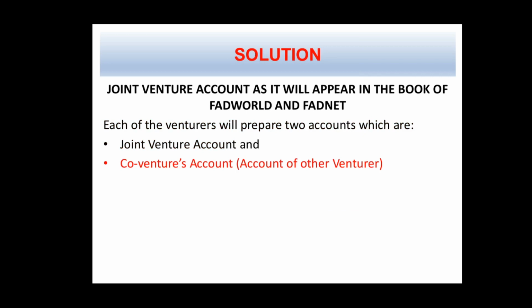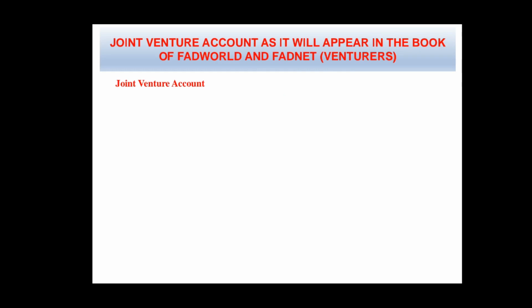Like we said now, Fadward and Fadnet are both in the arrangement. So Fadward is the one preparing the account, which means Fadward is going to prepare joint ventures account, and it will also prepare Fadnet account. So let's get started. So joint ventures account, like I said, we prepare a T format.